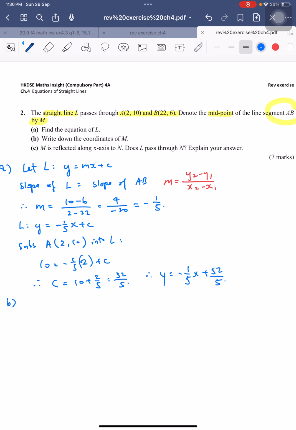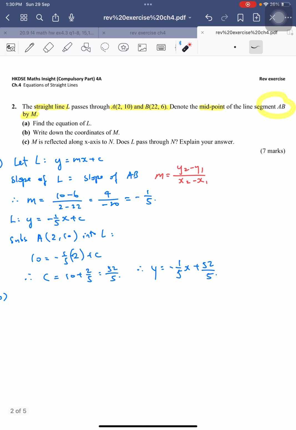And then for part B, they're asking about the midpoint M, because M is the midpoint of the segment. Midpoint just means if we have any 2 points, this is A, this is B, then the midpoint is the middle point of them. We can use the formula x1 plus x2 divided by 2, and then y1 plus y2 divided by 2 to calculate the midpoint M.